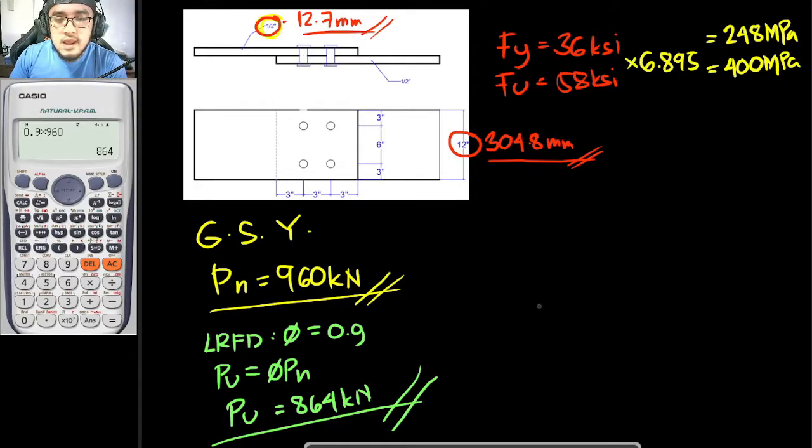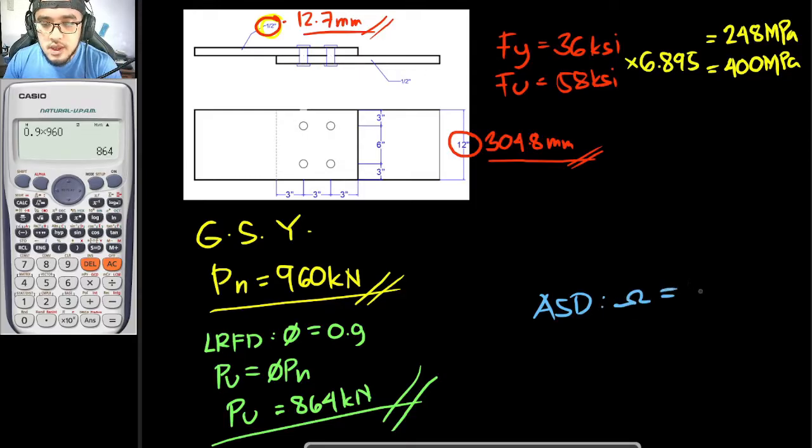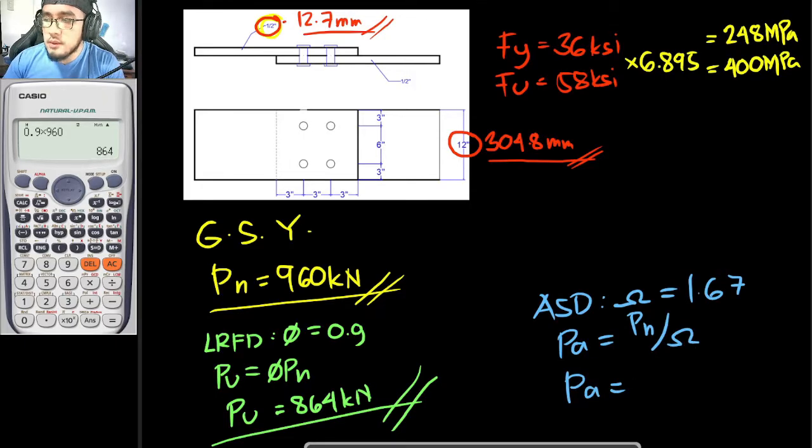And for ASD, our omega here is to be equal to 1.67. And from that, our PA is to be equal to PN divided by omega. So our PN once again is to be 960. Dividing it by 1.67, it would be giving us an answer of 574.85 kilonewton. So these are to be your PU and PA for cross-sectional yielding.